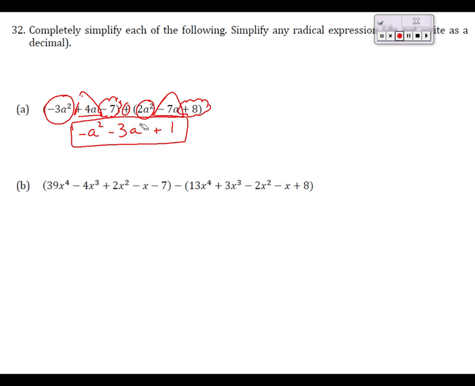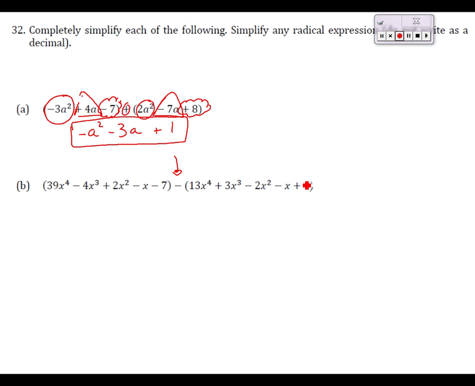So the trick with the next one is to realize human beings make more mistakes, mental mistakes, not stupidity mistakes, just computational mistakes when they subtract. We make more when we subtract than when we add. And one of the things to be careful about is to make sure I am subtracting everybody here. So you can think of that as distributing the negative. So the 13 will be negative, the 3x cubed will be negative, the 2x squared will be positive. The negative x will turn to a positive x, and the positive 8 will turn to a negative 8.